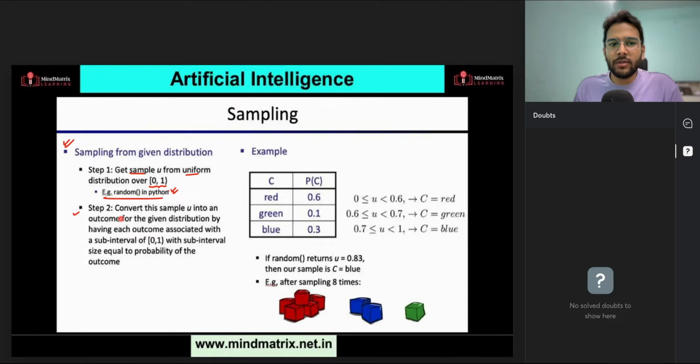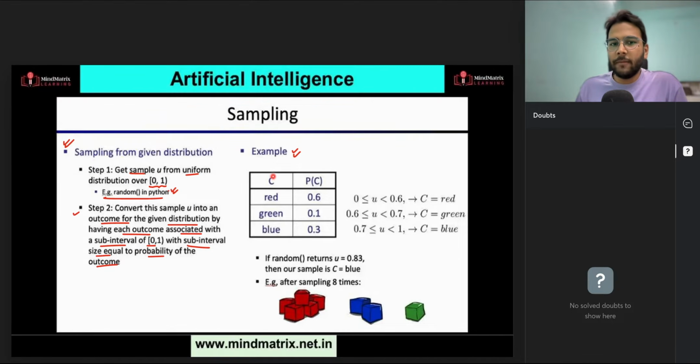Basically you convert this sample U, whatever value you are going to get, into an outcome for the given distribution by having each outcome associated with a subinterval of [0, 1), with subinterval size equal to the probability of the outcome. If you haven't understood, no worries. With this example, it will be crystal clear to you. So let's consider this example carefully.